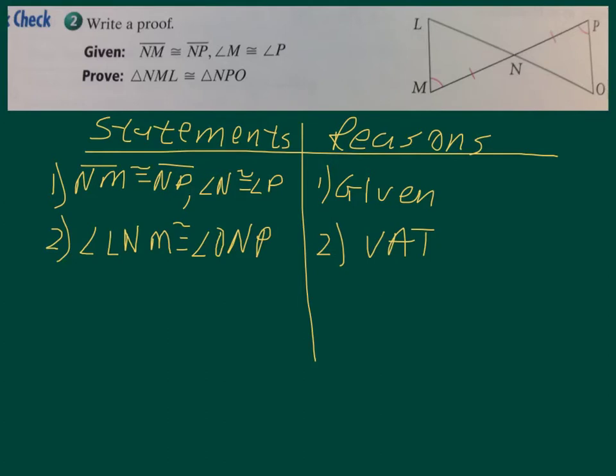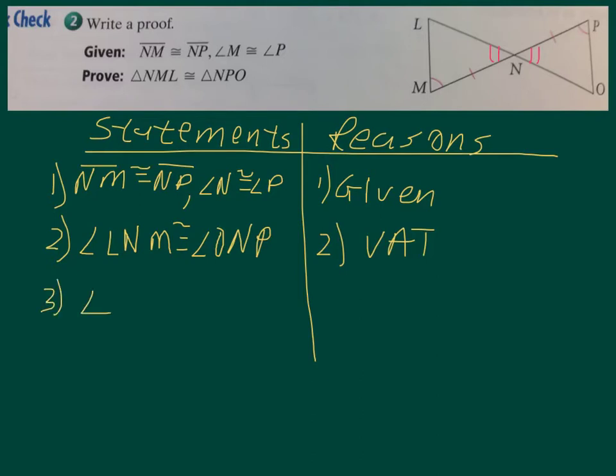Hopefully you will agree triangle LMN right here is congruent to triangle ONP right here. Why? Vertical angle theorem. Now again, make sure that the L corresponds with the O and the M with the P. If you put the M first, the P's got to go first. If you put the M last, the P's got to go last. And now we can state what we were trying to prove.